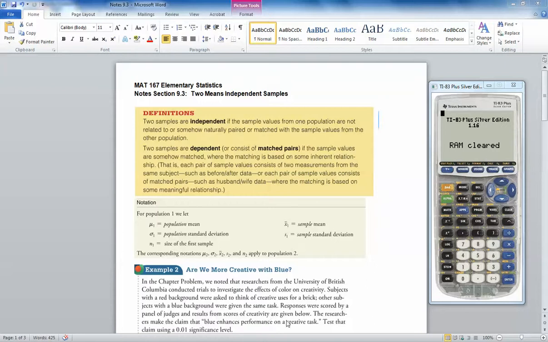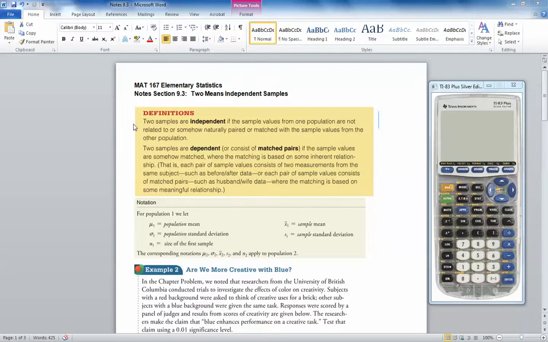In this video, we'll take a look at section 9.3, significance tests with two means, independent samples. So this is when you're comparing two different samples to see if the means are the same or to see if there is some sort of a difference. The first thing we're going to look at is what it means to be independent samples.